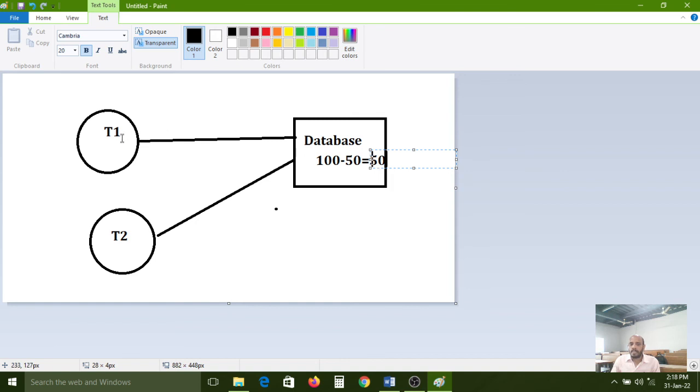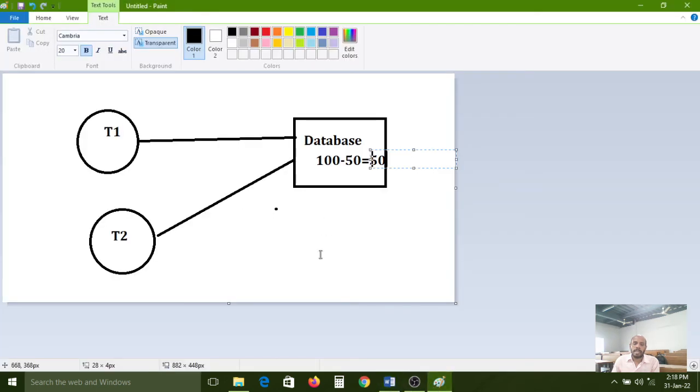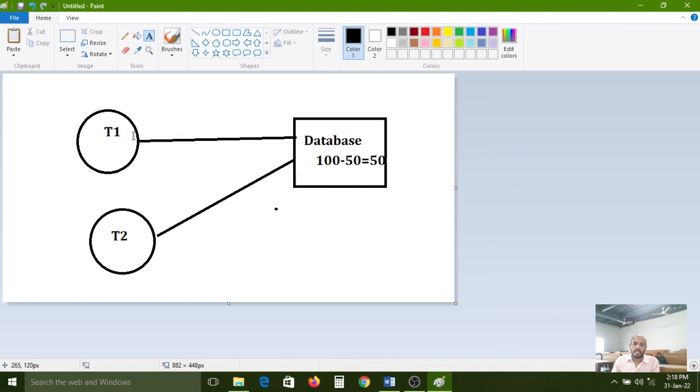Okay? So if transaction 1 failed, then the total amount we have is 100 rupees. But T2 has how much? 50 rupees. So that is the imbalance in transactions. How can we balance this? By using the isolation concept, using some techniques, first come first served.